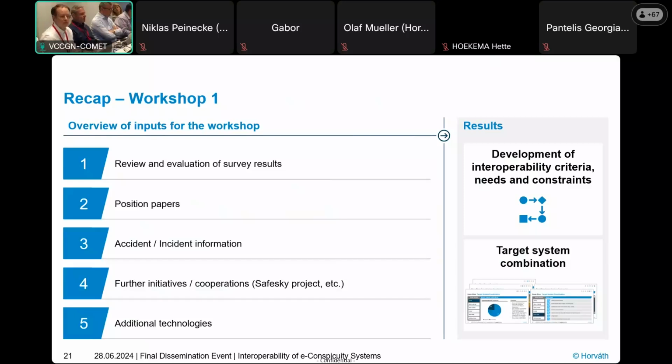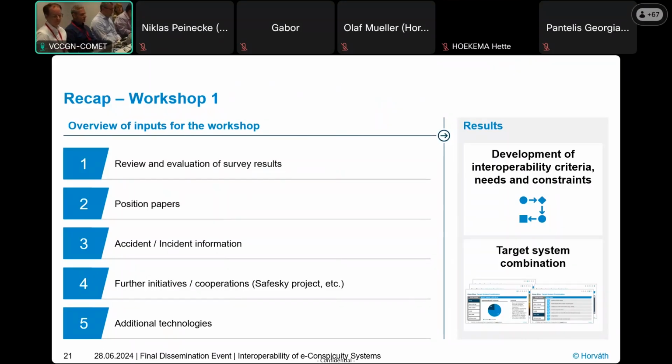So a little recap from workshop number 1. We began with a survey. We discussed it with all of the workshop participants. And after that, we presented some position papers from the ADAC Air Rescue, the European Hang Gliding and Paragliding Union, the European Model Flying Union, and a strategy paper of the German Aero Club, Air Traffic Controllers Union, and Cockpit Association, and AUPA. The aim was to find out the different needs of the pilots.